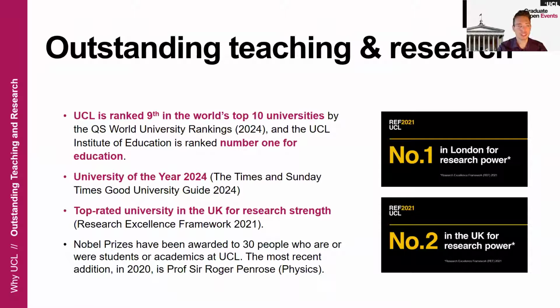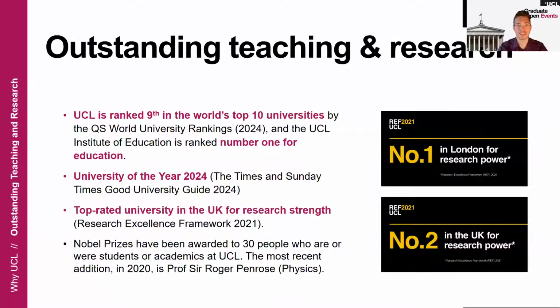So mentioning teaching and research, as you know, UCL is a top 10 university. We're ranked 9th by the QS World University Ranking in 2024. And we're also number 1 for UCL's Institute of Education. We have been awarded University of the Year by the Times and Sunday Times Good University Guide. And we're also a top-rated university in the UK for research strength. For example, some results from the recent Research Excellence Framework are shown here on the right. We're also proud to have several Nobel Prize winners, 30 in total, who were students or academics at UCL. The most recent one, in 2020, is Professor Sir Roger Penrose in physics.